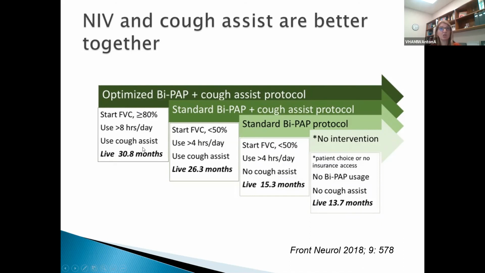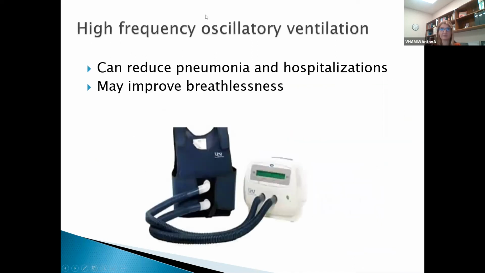They started early, they used it quite a bit, both the non-invasive ventilation and the cough assist, and look at their survival. When you compare that with either no intervention, or patients who started late and didn't use the cough assist and only used it more than 4 hours but certainly less than 8 hours, the survival was about half. So more daily use, starting early, and using them together are more effective.